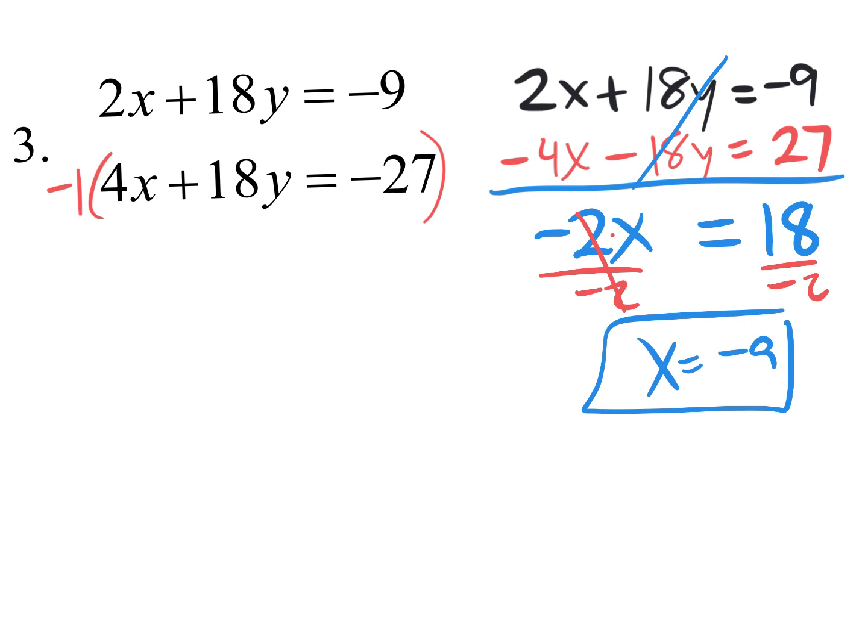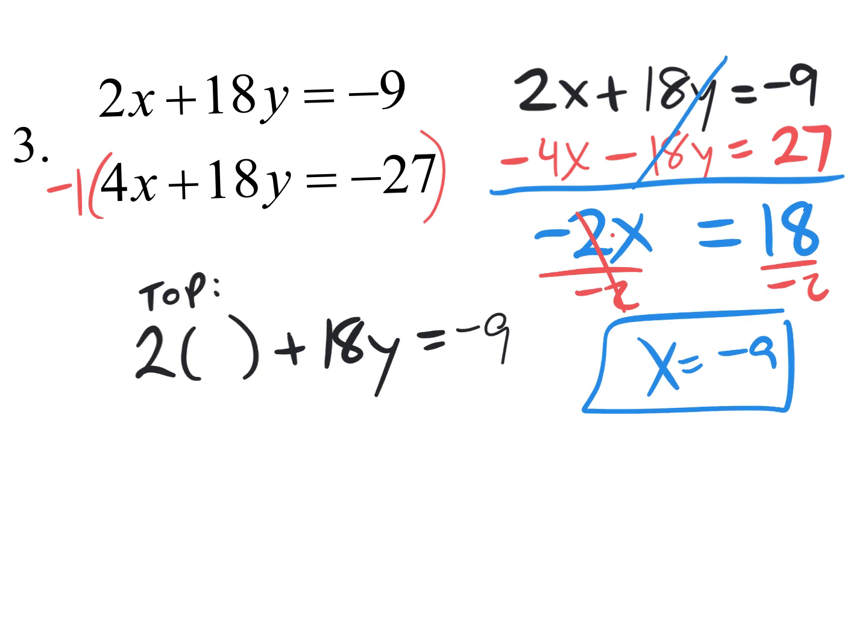Any one you want, top or bottom? Top sounds good, or bottom, whatever you want. I'm going to go with the top. The top says 2x, but since I know x, I'm going to plug it in with parentheses, plus 18y equals -9. That's the top equation. The only thing, instead of x, I'm putting parentheses. That way I could actually plug in my x value of -9 right in there.